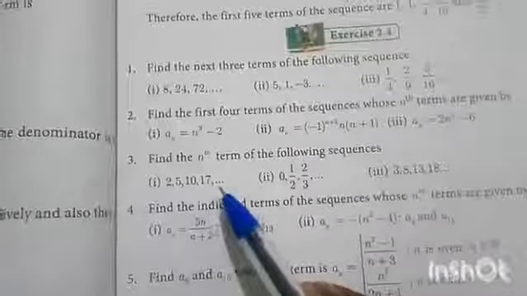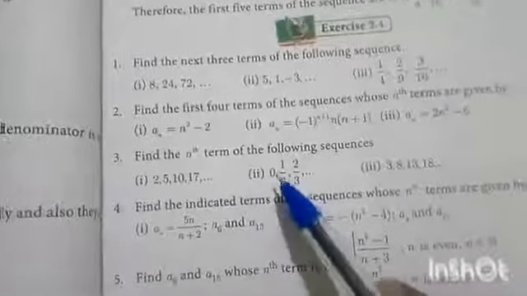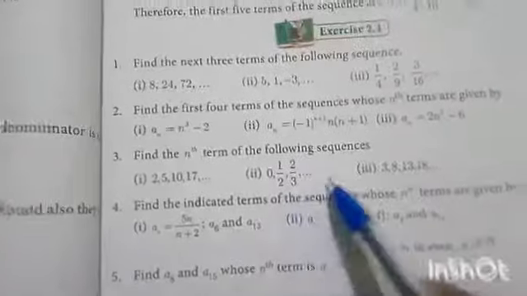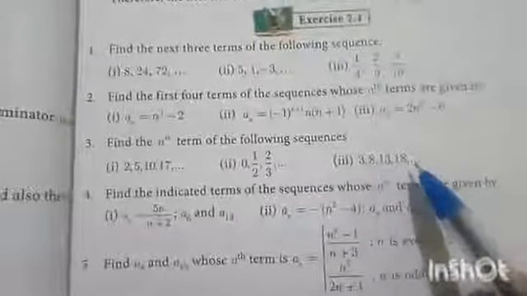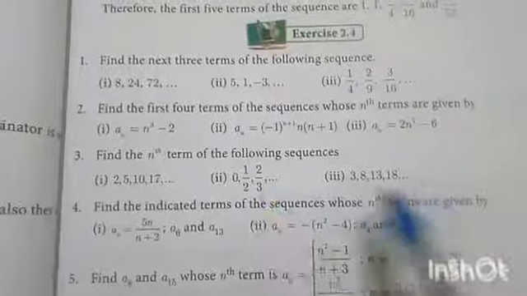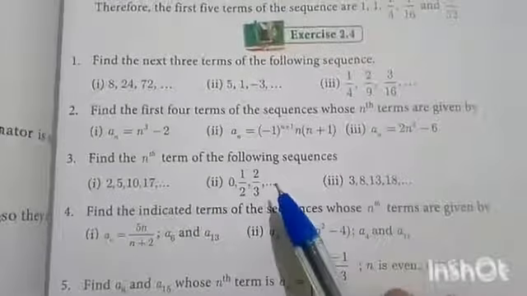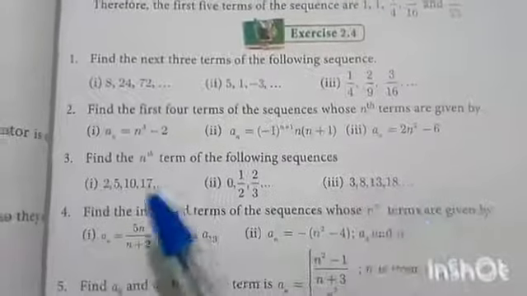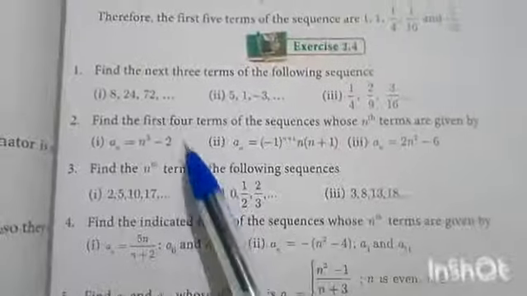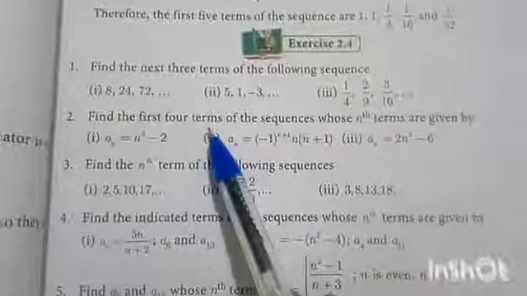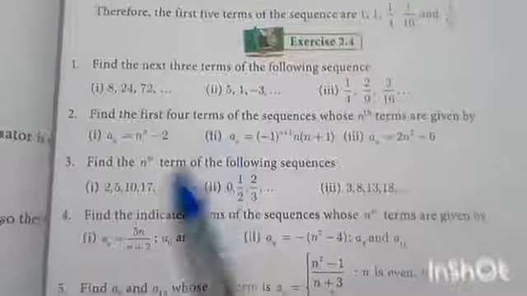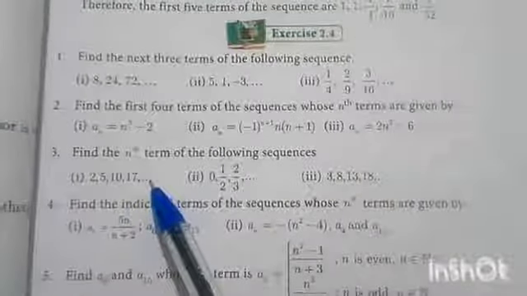Now the third question: find the nth term of the following sequences, that is 2, 5, 10, 17, etc. Second one, 0, 1 by 2, 2 by 3, etc. Third, 3, 8, 13, 18. In these three problems, the first two I am going to teach you. The third one, try yourself. We want to find the nth term. In the previous question, the nth term was given and we found the first 4 terms. Here the first 4 terms are given, and we want to find the nth term.